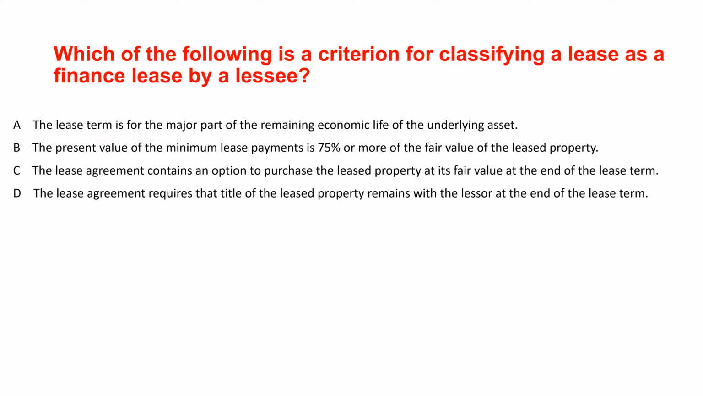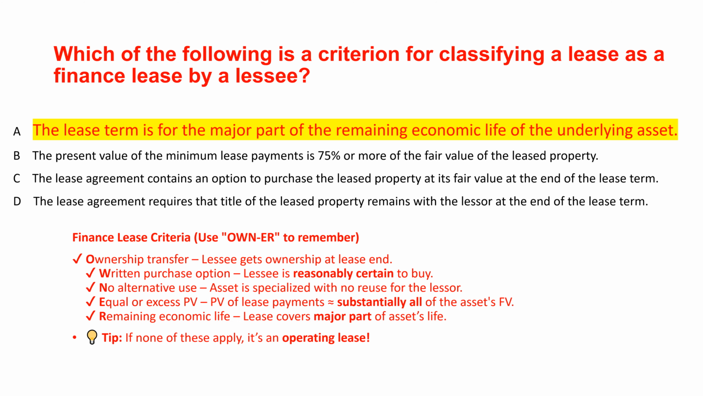Next question. Which of the following is a criterion for classifying a lease as a finance lease by a lessee? The correct answer is A. A lease is a finance lease if it covers a, quote, major part of the asset's remaining life. Use the OWNER mnemonic to remember all 5 criteria. If none of these apply, it's an operating lease.